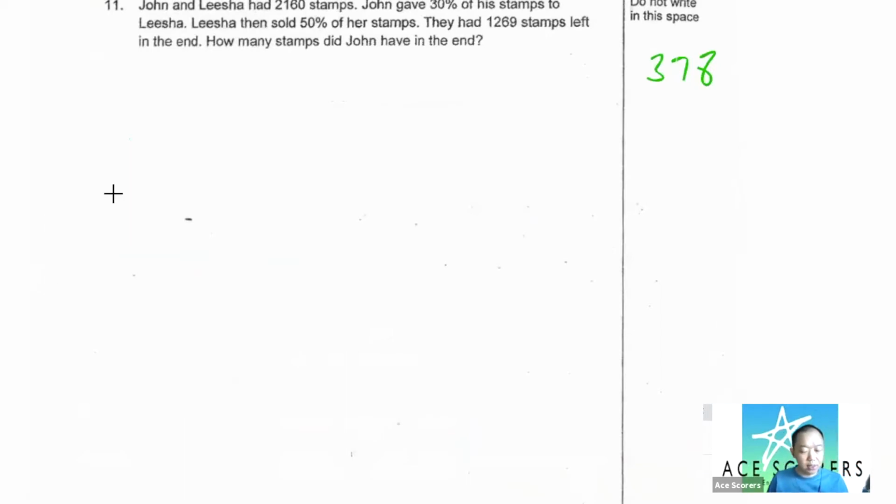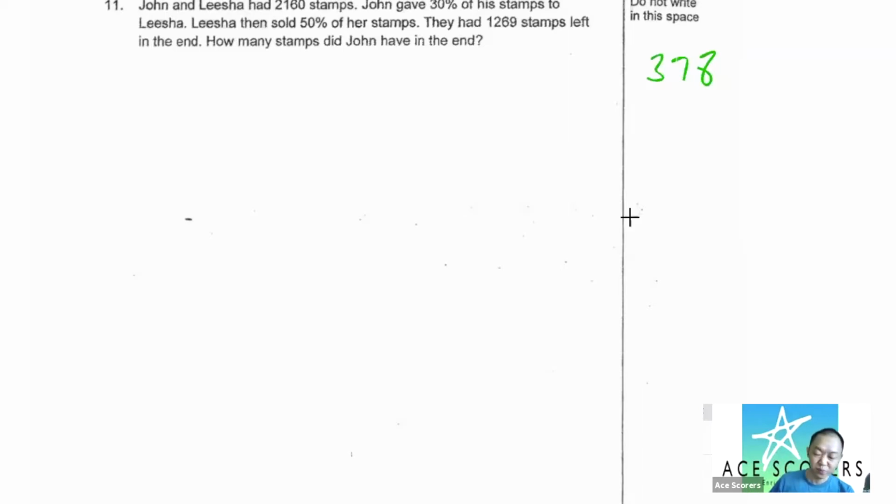John and Leisha had 2,160 stamps. John gave 30% of stamps to Leisha. Leisha then sold 50% of her stamps. They had 1,269 stamps left in the end. How many stamps did John have in the end? John and Alicia had 2,160 stamps. John gave 30% to Alicia. Okay, I wasn't processing this. Let's process one more time. John 30% to Alicia. Alicia sold 50%. Wow, okay, difficult.